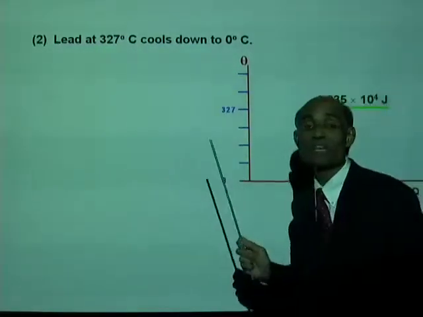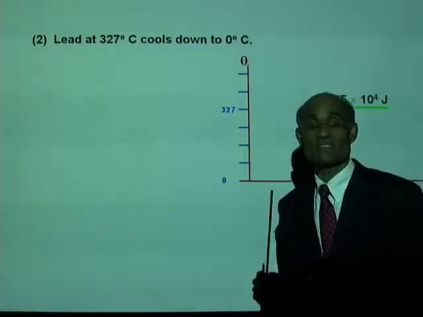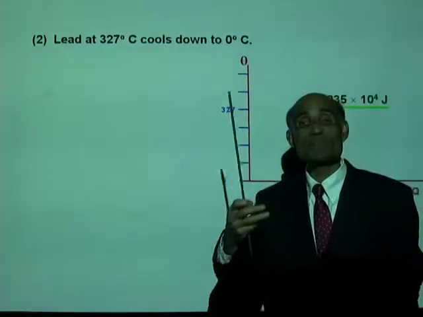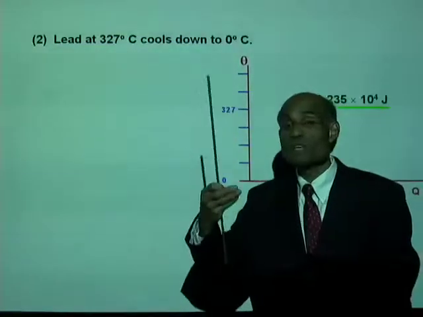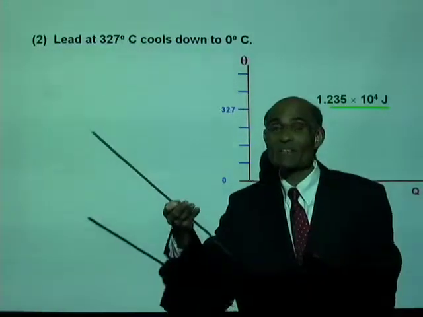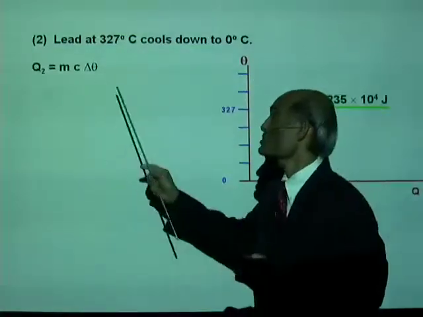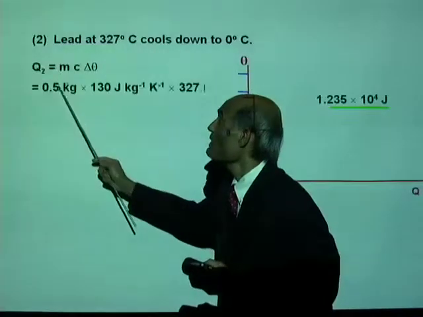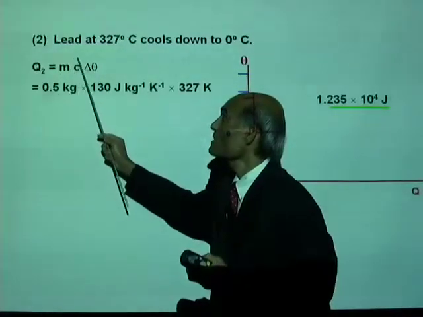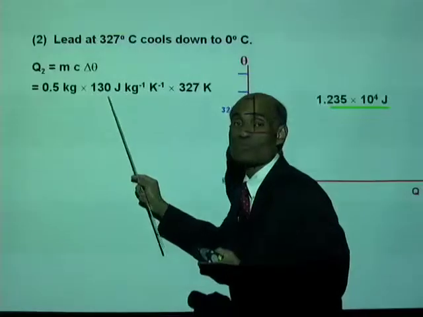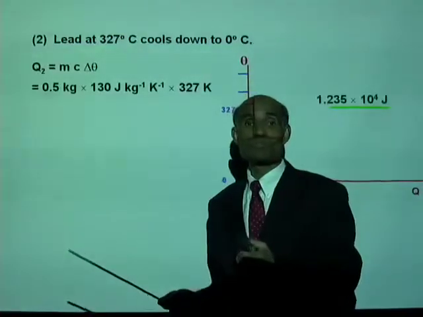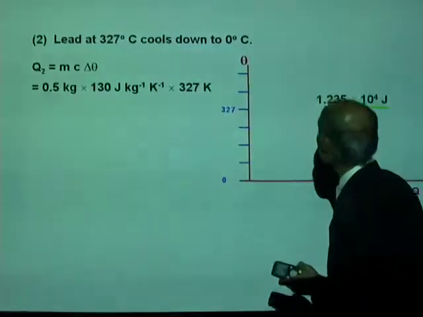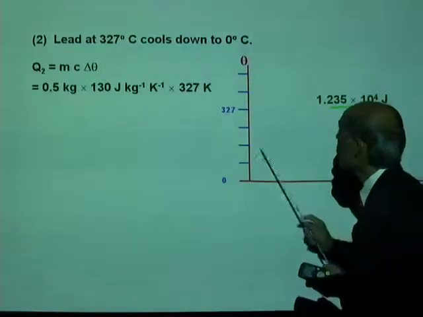What is the amount of heat liberated during that stage? There is a change in temperature. The amount of heat liberated is mass times specific heat of lead times the change in temperature, mc delta theta. Mass of lead is 0.5 kilogram. Specific heat of lead is given as 130 joules per kilogram per Kelvin. And the change in temperature is 327 minus 0.